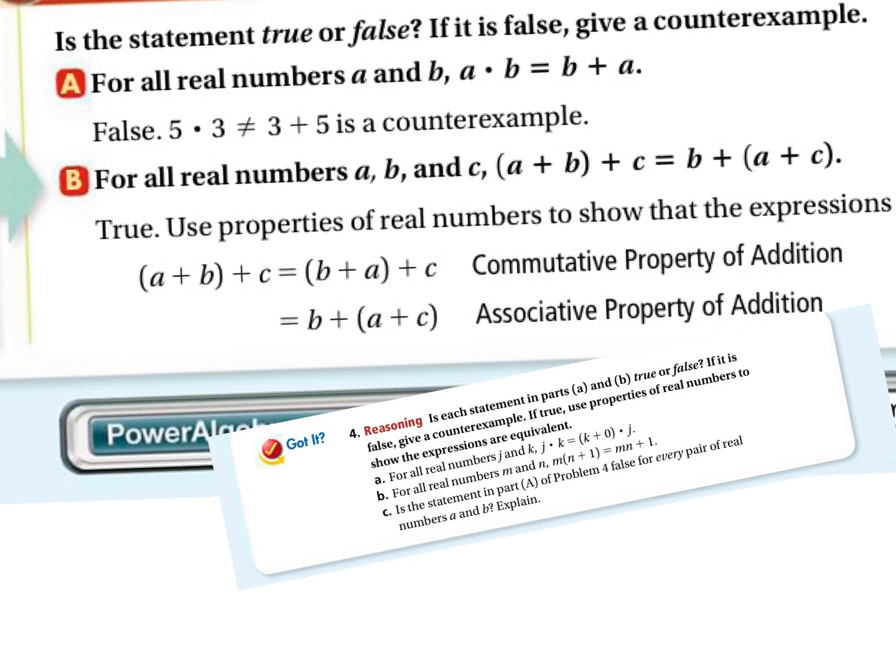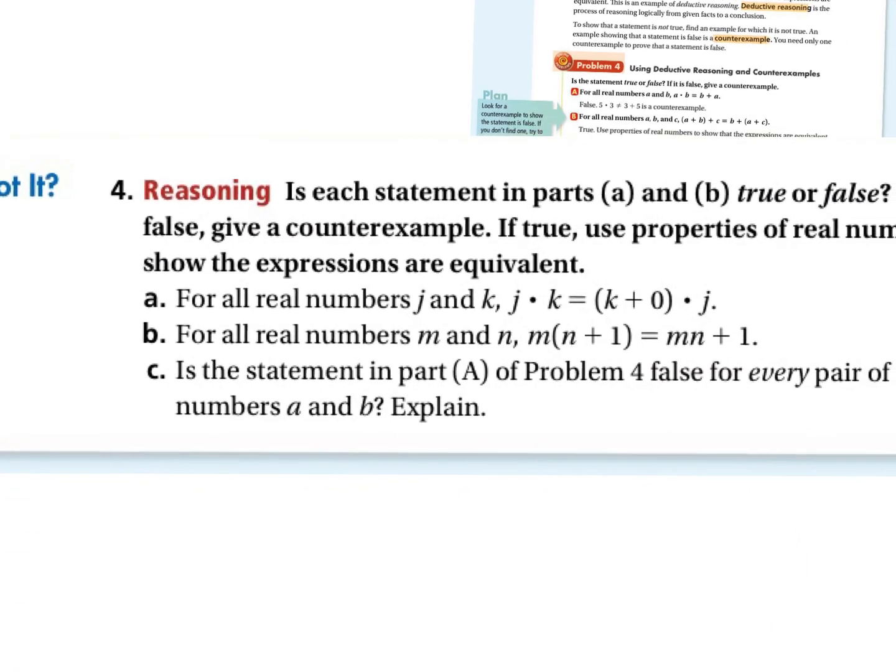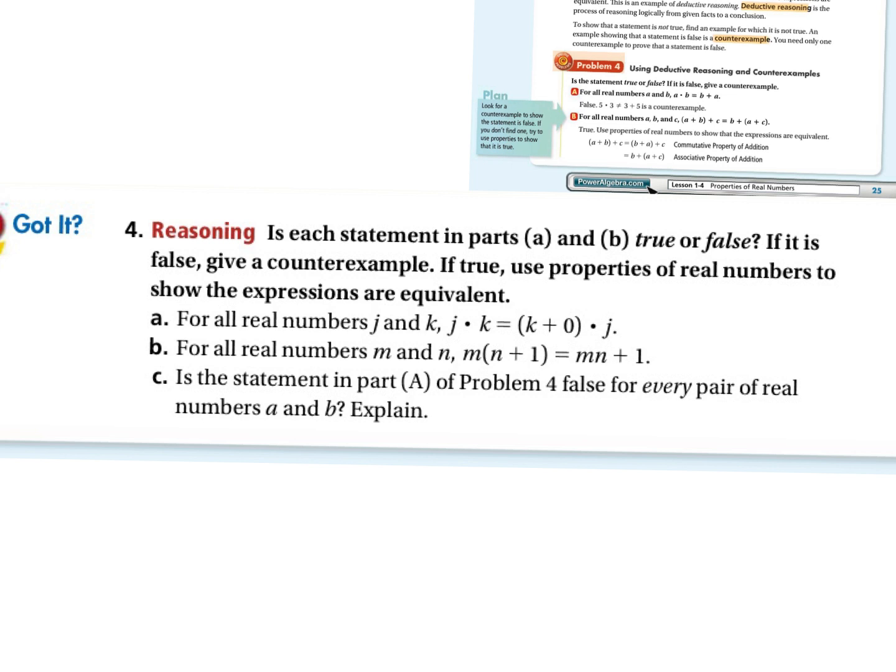Part B, for all real numbers a, b, and c, quantity a plus b plus c equals b plus the quantity a plus c. Basically, we're adding the same 3 numbers on both sides of the equation. So that would be true. And the book's showing we can use our properties, commutative and associative properties, to rearrange and show that those are exactly the same. So if we look at the Got It 4, is each statement true or false? If it's false, give a counterexample. If it's true, use properties of real numbers to show that they're equivalent.